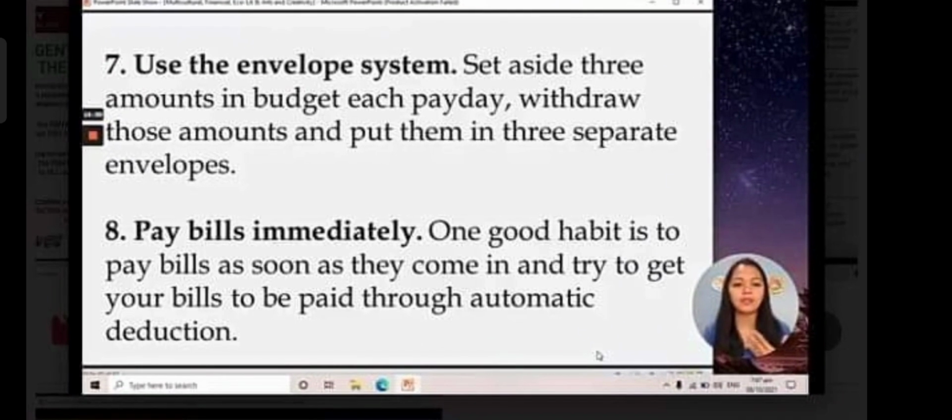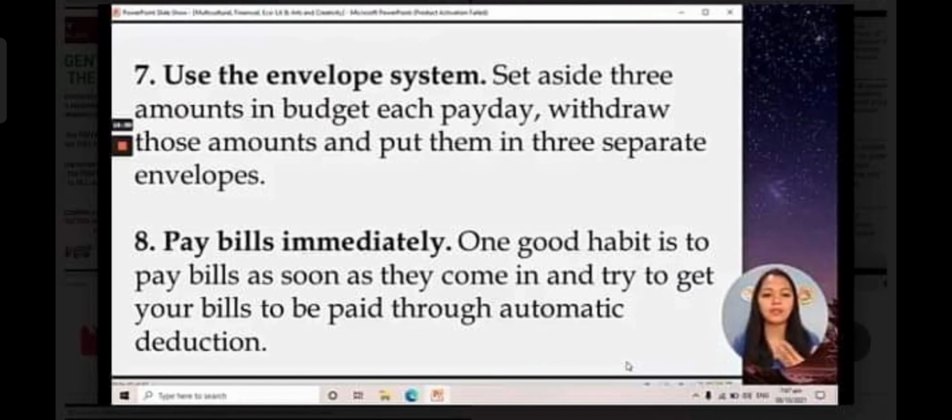So use the envelope system. Set aside three amounts in your budget each payday. Withdraw those amounts and put them in three separate envelopes. Probably every week you will set aside a budget. In one month there are four weeks, so each week you put something in the envelope, then collect that after one month and put it in one envelope. That is your savings for that one month.